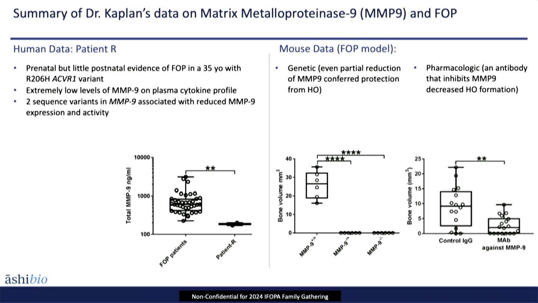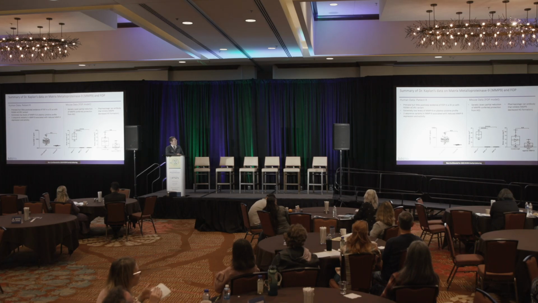And I'm just going to show you a little bit of data. This was actually from Dr. Kaplan's paper. He is going to tell you the whole story on it, but I wanted to give you a little bit of background on this. One of the things that had been shown was that there was a decrease in MMP9 activity in the patient with FOP that seemed to be resistant to the heterotopic ossification.